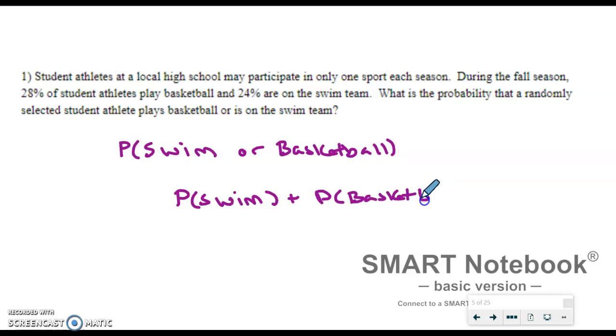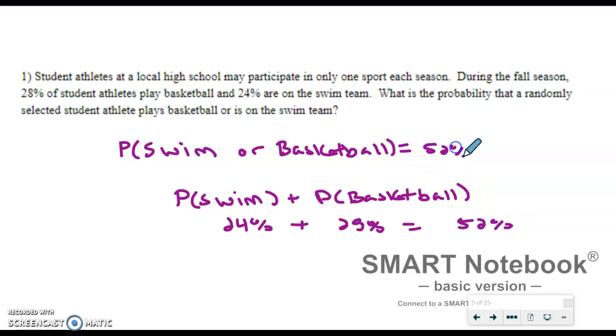There is no overlap, and you will focus more on this on Monday when you look at Venn diagrams, but there is no overlap between these two outcomes. So I can just take the 24% and add the 28% that played basketball, and you would find that the probability that they either swim or play basketball is 52%.